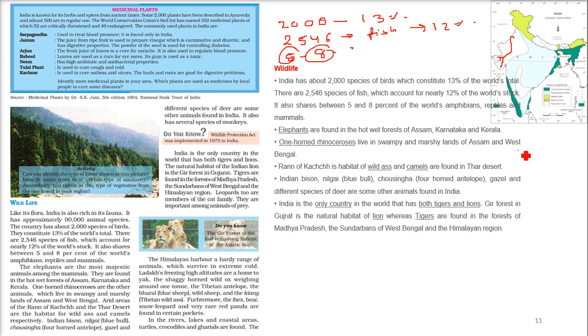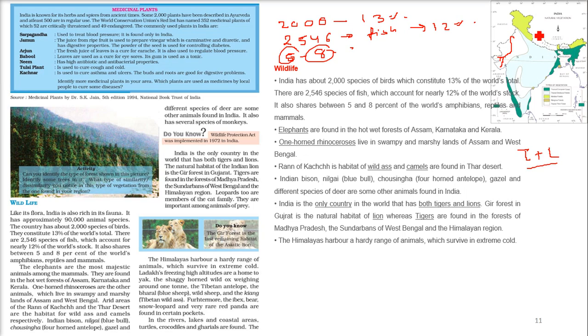Now, India is the only country where you get tigers and lions together. And the Gir forest is the natural habitat of the lion, while the tigers are found in the forests of Madhya Pradesh, and the Sundarbans of West Bengal and the Himalaya region. We already talked about the Royal Bengal tiger.